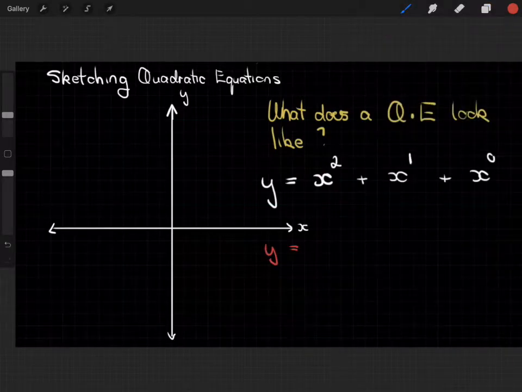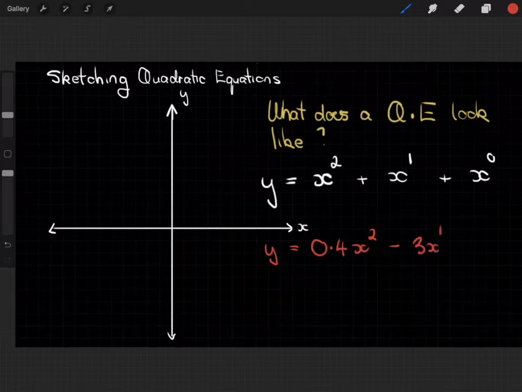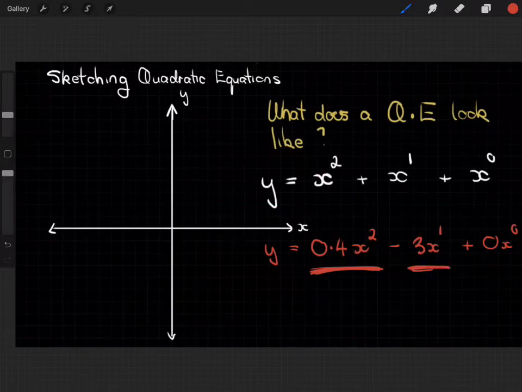Y equals 0.4x squared minus 3x to the power of 1 plus 0 times x to the 0 is a quadratic equation. Why? Because it has an x squared term. It also has an x term here, x to the power of 1, which of course is just x.